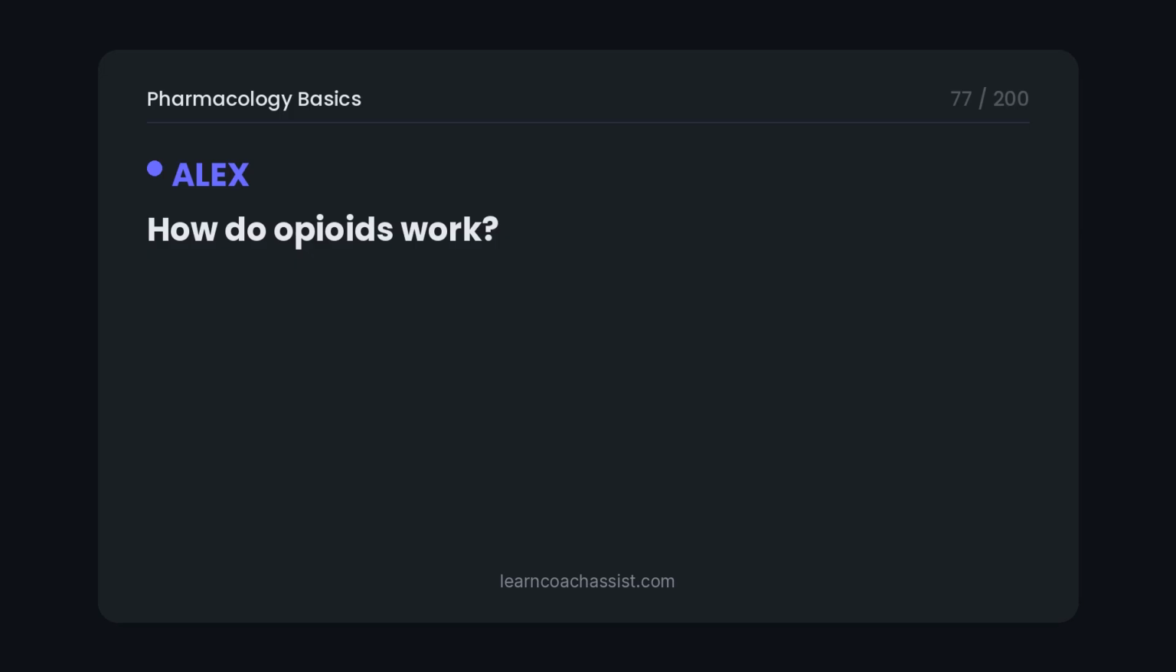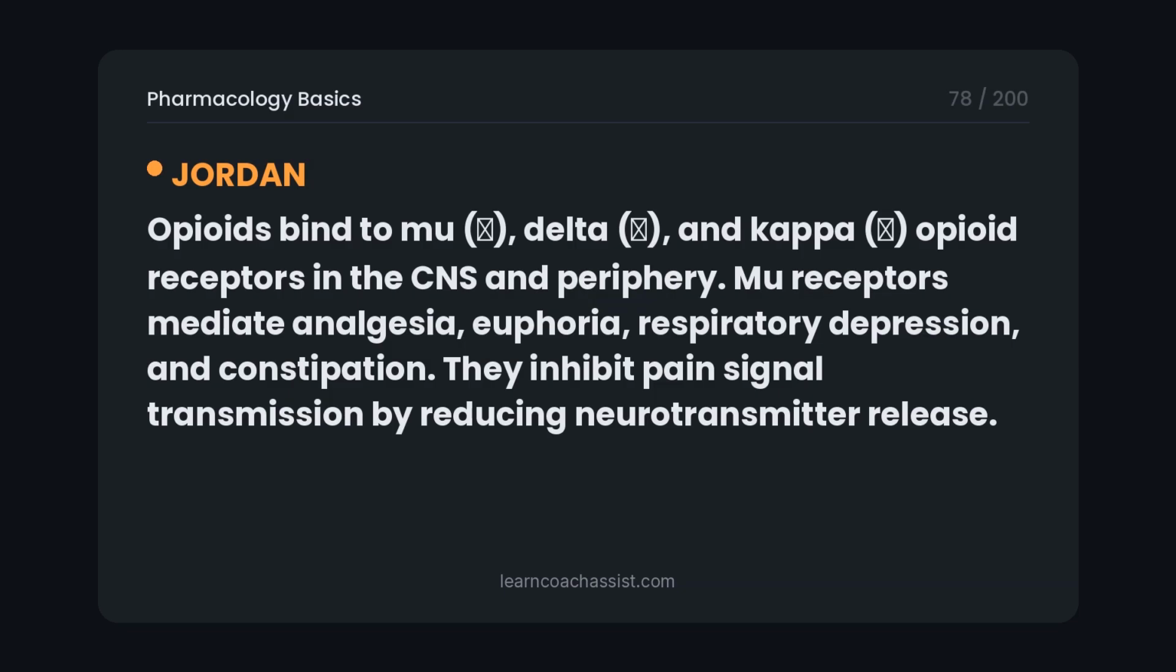How do opioids work? Opioids bind to mu, delta, and kappa opioid receptors in the CNS and periphery. Mu receptors mediate analgesia, euphoria, respiratory depression, and constipation. They inhibit pain signal transmission by reducing neurotransmitter release.